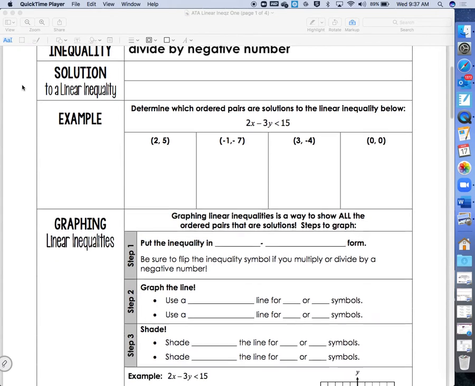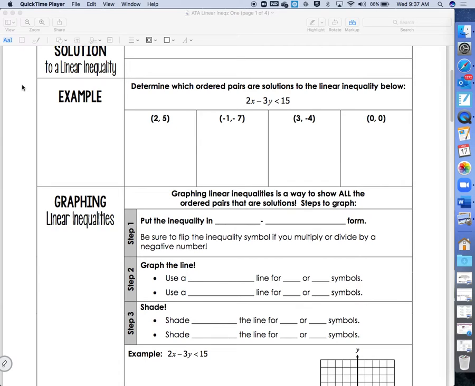Now, moving on down, here I'm given a single inequality, and I'm given XY ordered pairs, and I'm asked to determine which ordered pairs are solutions to the inequality. So I'll test the first one, x and y. If I let x become 2, if I let y become 5, ask yourself if that's true or false. That's a true relationship. So that means that this is a solution to the inequality. This is an ordered pair that makes the inequality true.